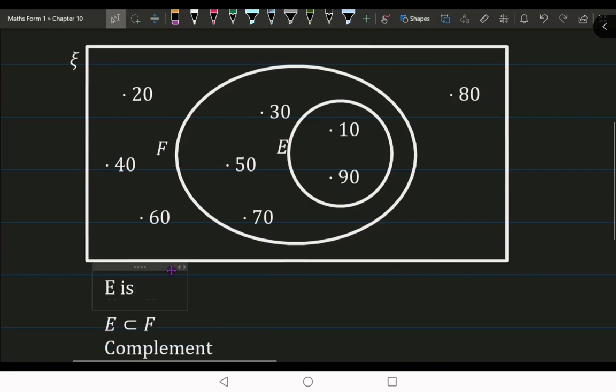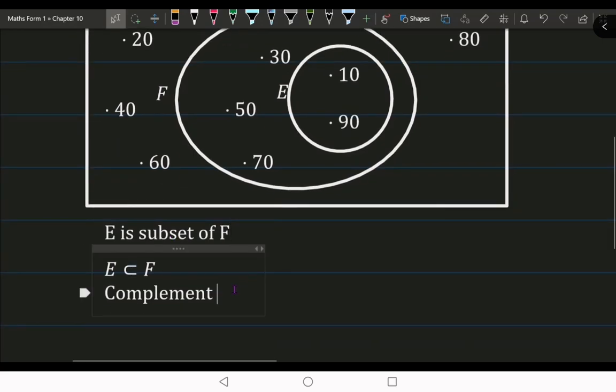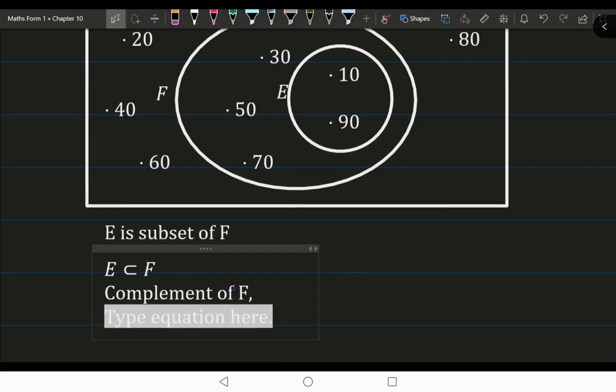E is a subset of F. Then the complement of F, we write the symbol like this. You need to understand what that is: F prime. That is the complement of F.